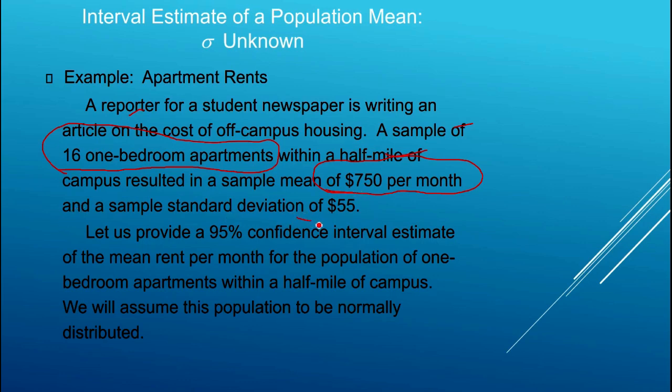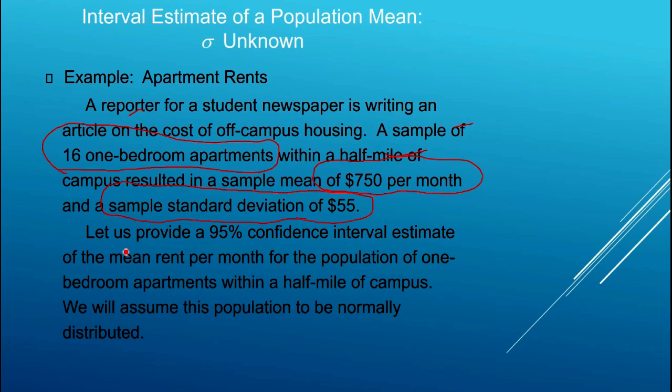And we have a sample standard deviation of $55. So that's the sample standard deviation of housing prices. It's not the standard error of the estimate or the standard error associated with the sampling distribution of the mean, right? That's just the standard deviation of the rents that we see in our sample of 16 one-bedroom apartments. So we've estimated the population standard deviation using the sample standard deviation. So this is the case of the population standard deviation unknown, because we've estimated the standard deviation from the sample data.